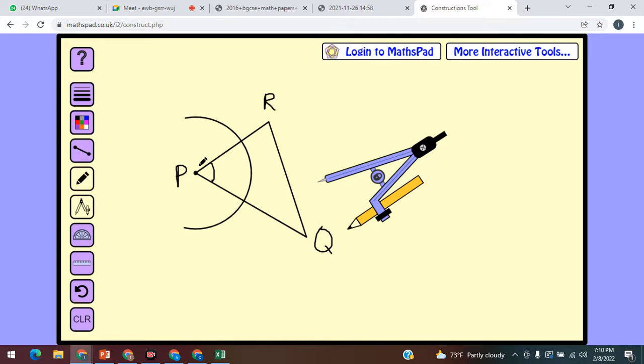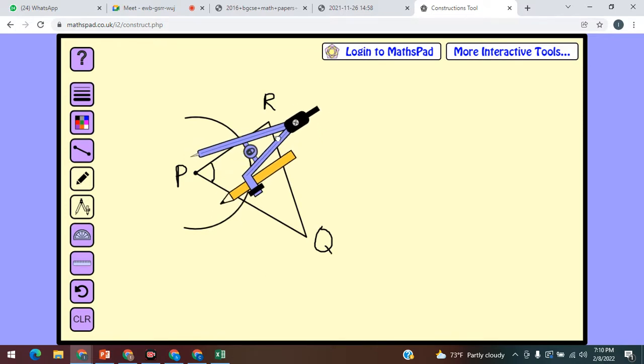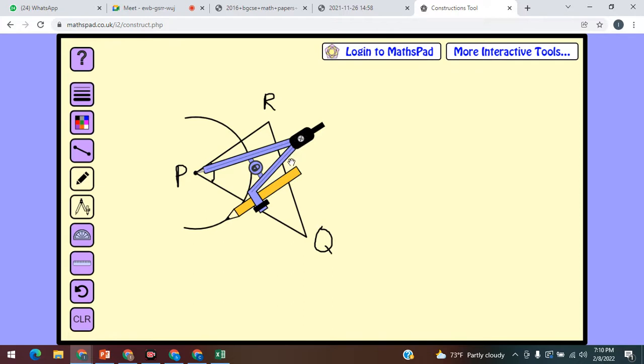So what I did was, I considered angle P, and I took my compass and drew an arc, starting from here all the way around. That's the first thing I did. I was telling them that it shouldn't be more than half. So make it half the line PQ, or a little less than half, but not more than half. It's not a precise thing, you're basically eyeballing it.